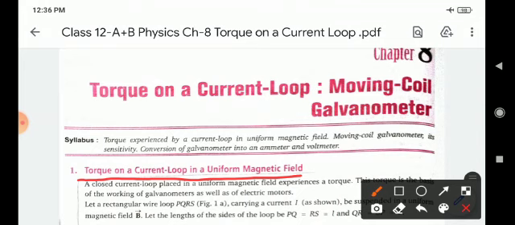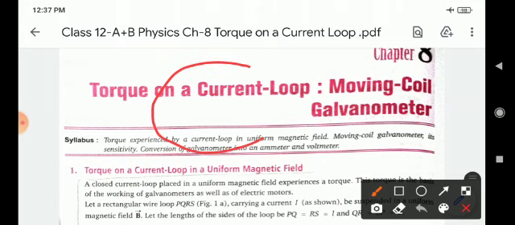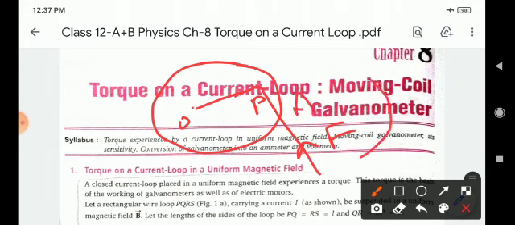Another meaning of torque: the moment of force or torque is equal to the product of the magnitude of the force and the perpendicular distance of the line of action of the force from the axis of rotation. Children, listen, see the figure. O is the pivoted point, P is another point, F is the force, A is another point, and the rotation is in the anti-clockwise direction.